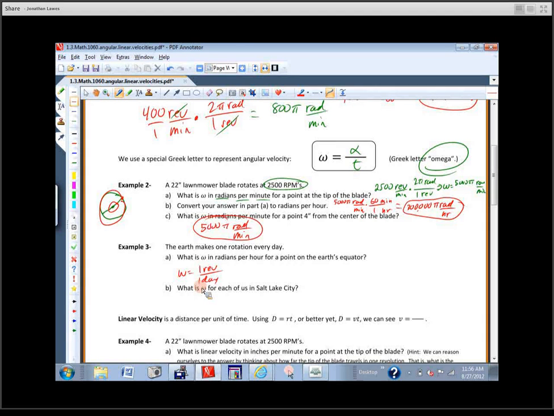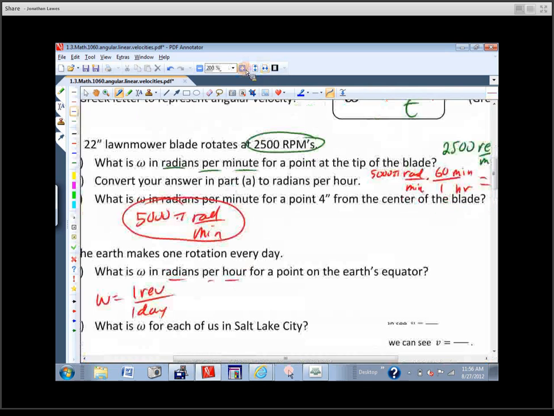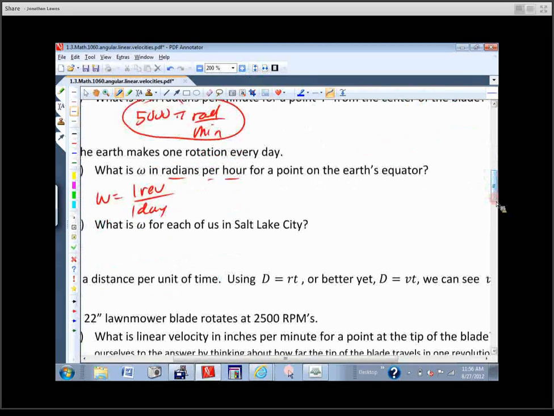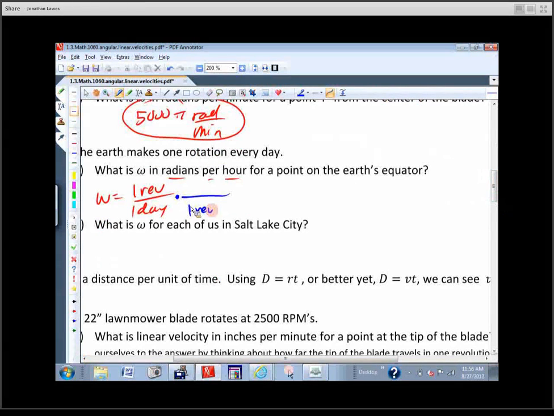Well, we don't want that in revolutions per day. We want that in radians per hour. So we need to change both units here. So we're going to take, let's see, I don't want revolutions anymore, I want radians. So we're going to do the same conversion. 1 revolution is going to be 2 pi radians, 1 full circle, 1 revolution. I can cancel off the revolutions. Now I have radians per day. So I'm almost there, but we wanted radians per hour.